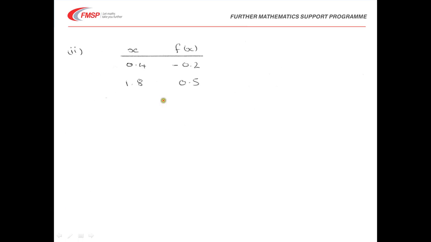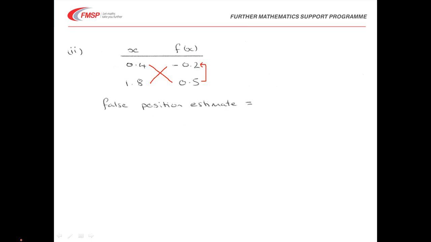And then the calculation I do for the method of false position is always the same. What's quite nice is it's the same calculation you use for the secant method. I multiply the lead diagonal values together, 0.4 times 0.5. I multiply the other diagonals together and subtract that result. So I do 0.4 times 0.5 minus 1.8 times negative 0.2. And I divide that by the second y, take away the first y.